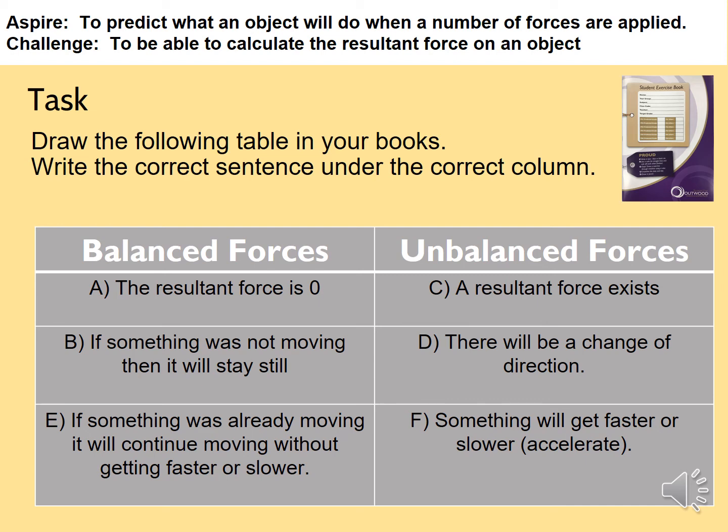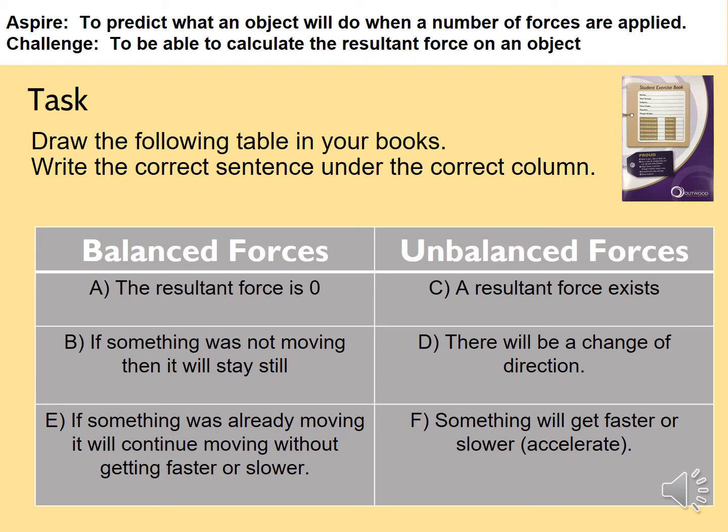If something was already moving, it will continue moving without getting faster or slower. So again, that's an application of a balanced force. That could be, for example, a car traveling at a constant speed, or that skydiver traveling at what's called terminal velocity, or a constant speed.